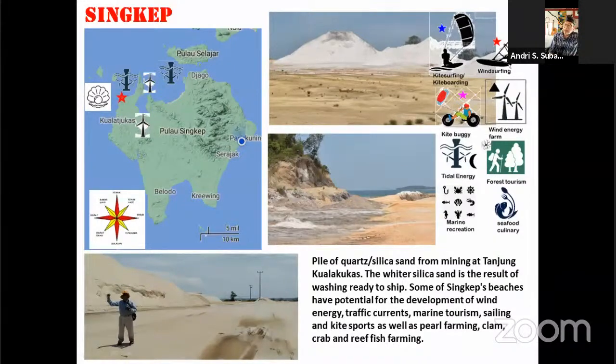So we can also use some tourism sites here, because the sea is very beautiful and the sand is very white in the Singkap area. Maybe we can have kite surfing, windsurfing, kite buggy, and also alternative energy, for example wind energy, because at the Singkap area the wind speed is a little bit big. It's also high velocity of wind energy, and the current in the area maybe can be used for tidal energy. Maybe also seafood industry in the islands.